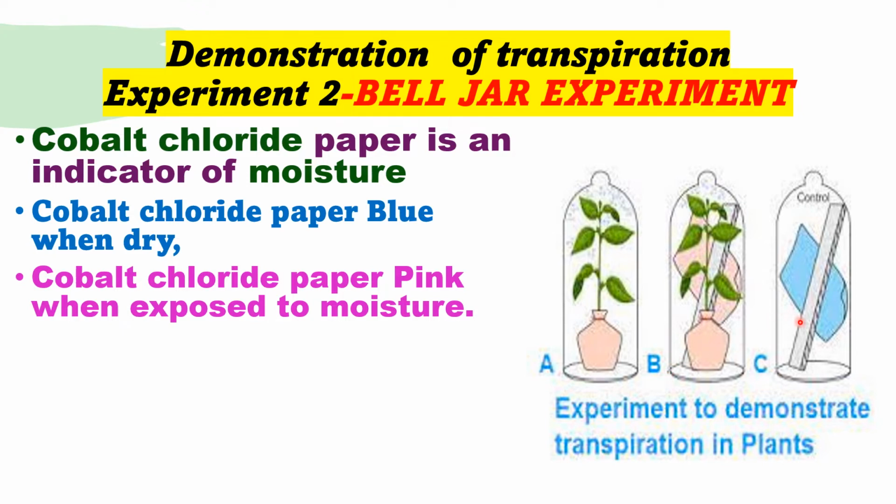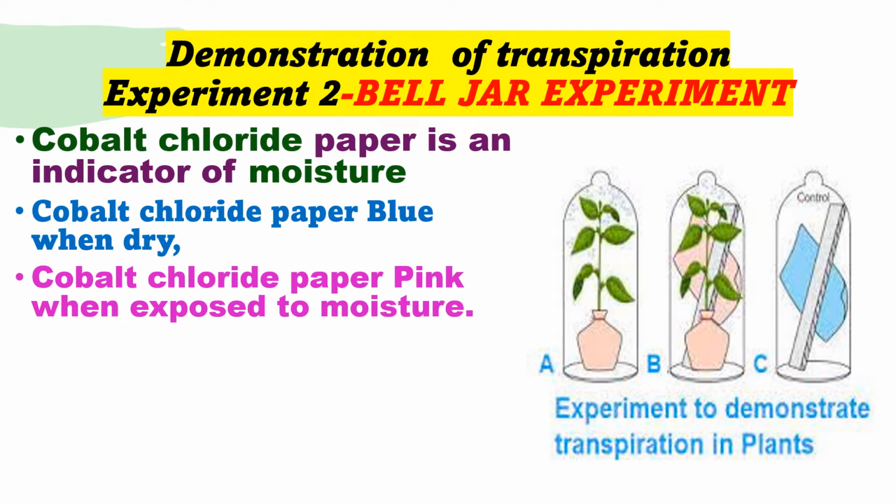Then in setup C, what will be the result? There is no plant, that's why there is no moisture. Then this blue cobalt chloride paper will not change into pink because of the absence of moisture, or absence of water droplets, because there is no plant.